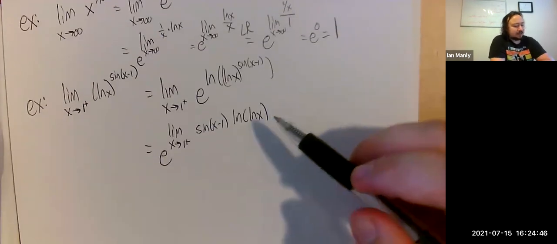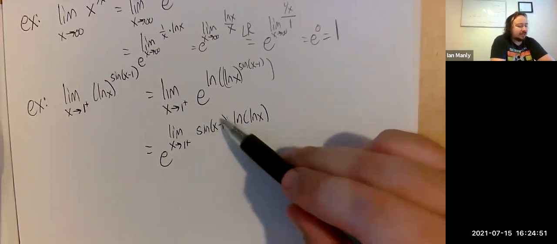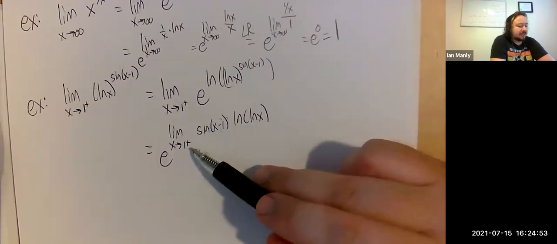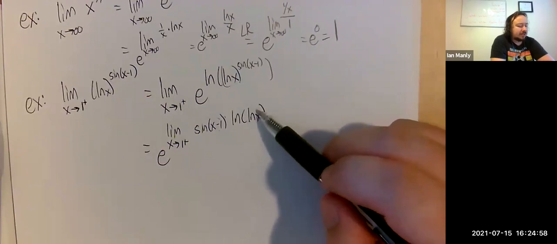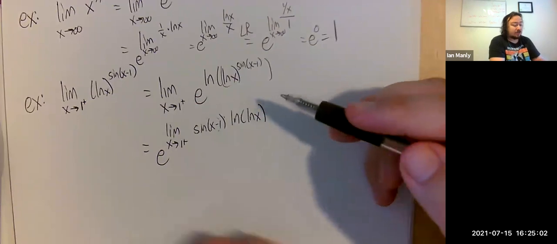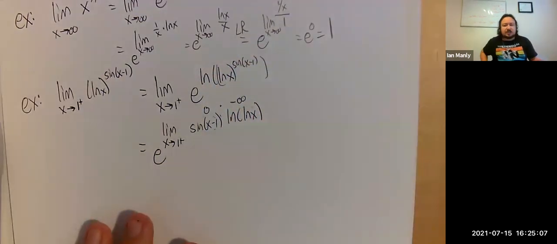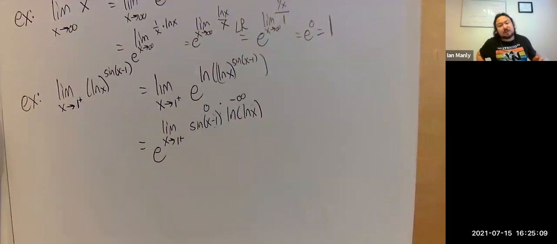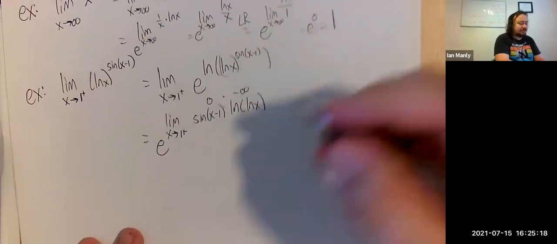All right, now let's take a look at this. As I send x to 1, I'm going to get sine of 0 here, which is 0. And as I send x to 1 here, I have something approaching 0 in here. But as the inside of this log heads to 0, the whole thing is going to go to negative infinity. So this is a 0 times, I guess, negative infinity in this case, limit. So we know how to deal with those. We move something to the bottom. All right, I'm going to move sine of x to the bottom.